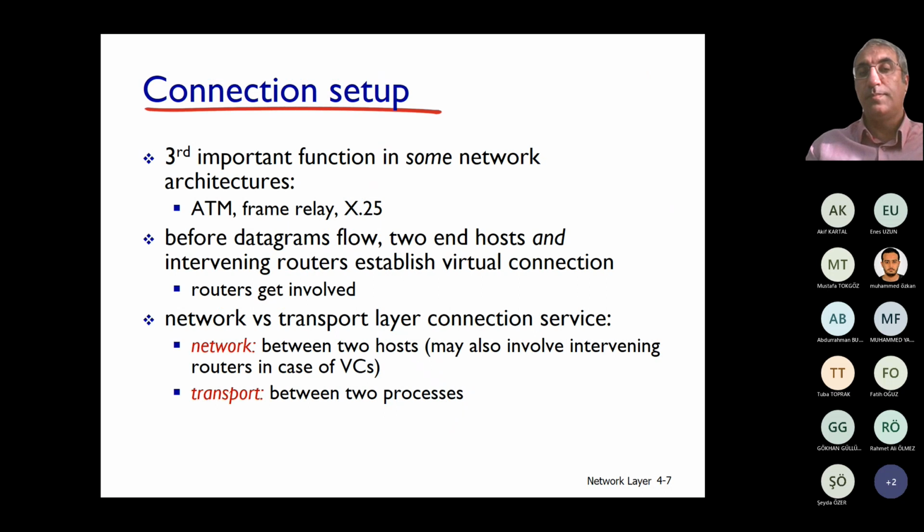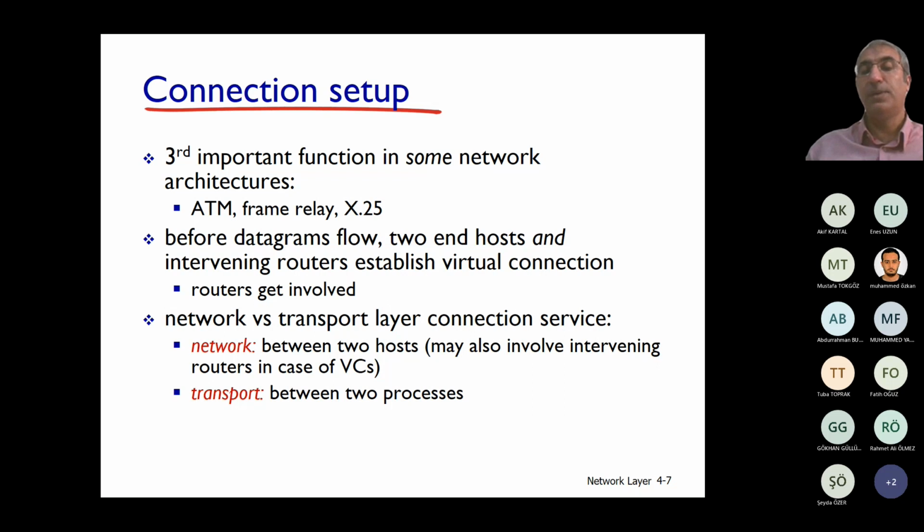So we have different types of structure. We are going to mention that. That's why some of them may require a connection, while others may not. So let's look at the connection setup perspective. This is the third important function in some network architectures, such as ATM, frame relay, and X.25. Before we start to exchange the datagrams, the end hosts and intervening routers establish some virtual connections. So the routers get involved in this connection setup process.